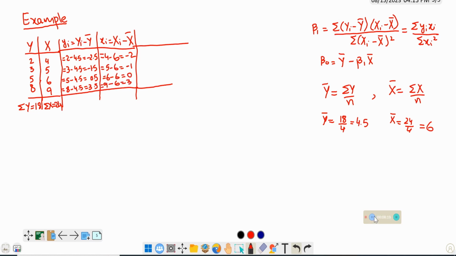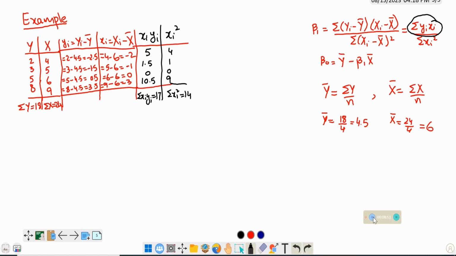Now in the formula you can see that we need to find the sum of x into y. That means we need to have a column where we multiply small x values with small y values. After multiplication we get the following values, and the sum of this column is 17. And in the formula of beta 1, we have summation xi square in the denominator, so we need another column for x square, and the sum of squared values of small x is 14.